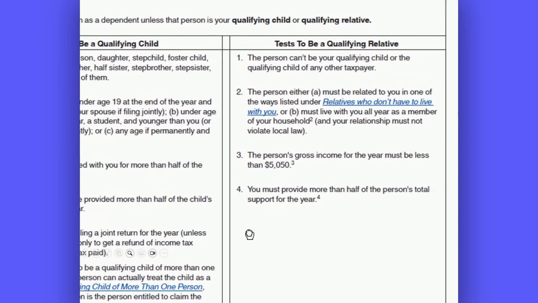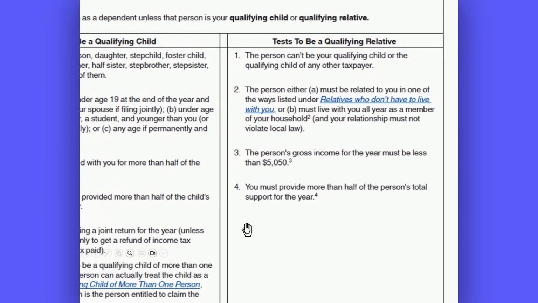Next is a qualifying relative. So remember, the person has to be either a qualifying child or a qualifying relative. So the first rule to be a qualifying relative is they cannot be your qualifying child or the qualifying child of any other taxpayer. So if the person's not your qualifying child, but they are the qualifying child, say, of your ex-spouse, then they cannot be your qualifying relative. So they cannot be a qualifying child for anyone. Secondly, they have to be on that special list that we talked about that we will look at here in a little while.